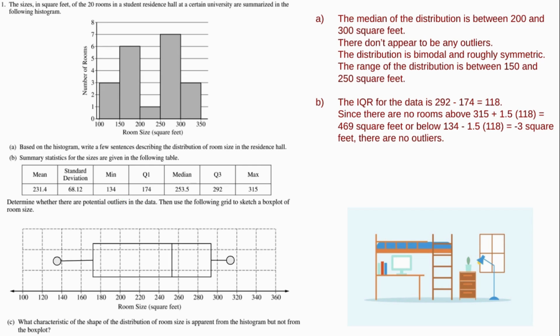Here is a box plot. You'll see we have the lowest value. We have Q1, Q2, Q3, highest value. That ought to do it.